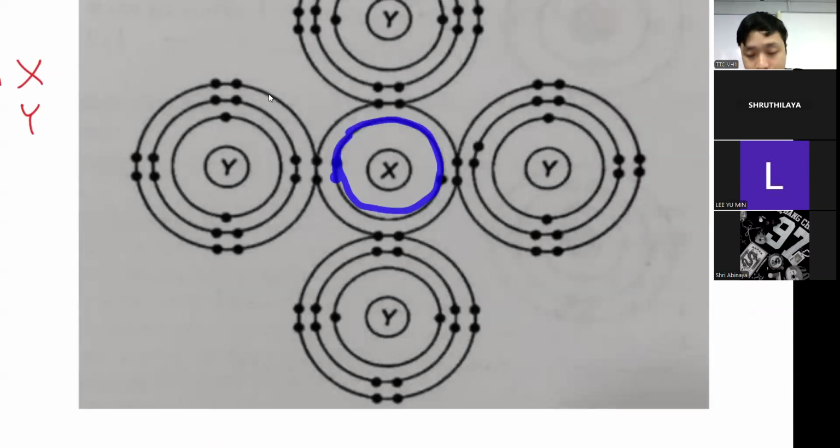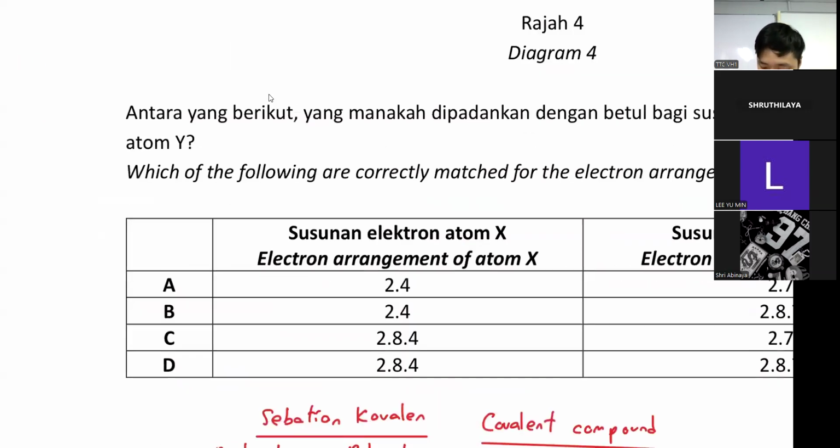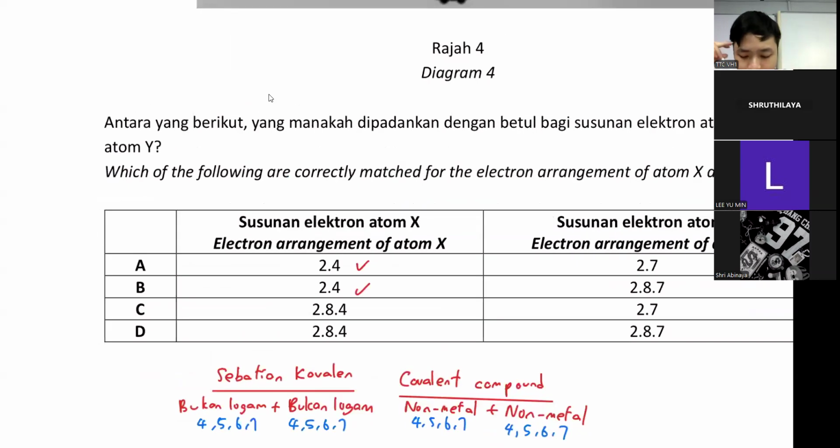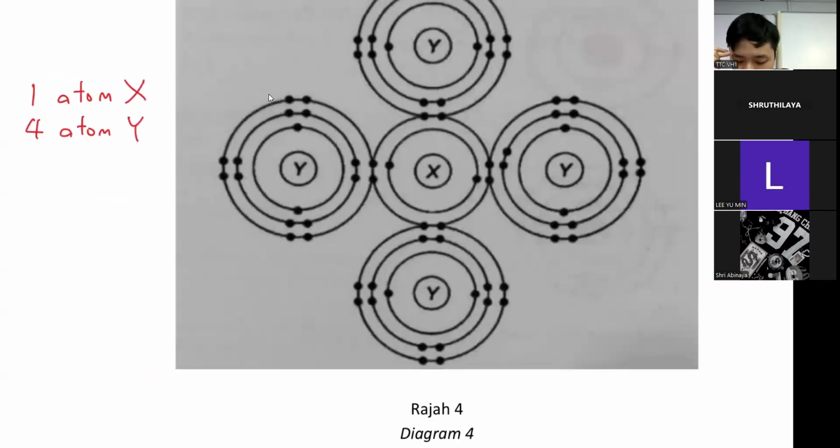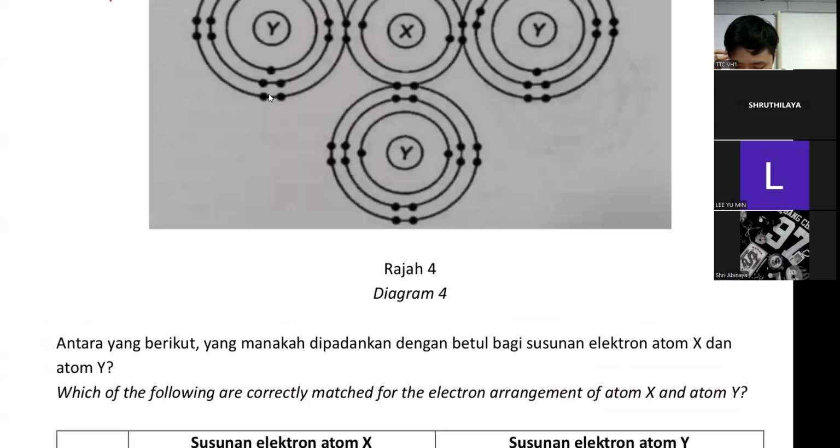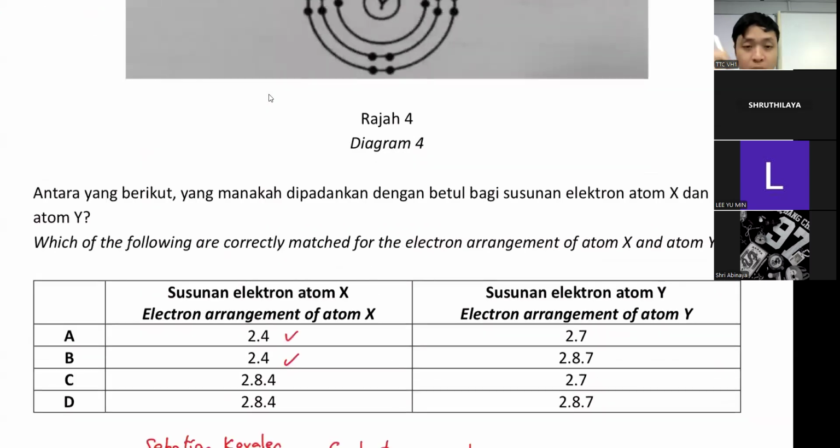X got how many shells? 1 shell, 2 shells. Do you have 3 shells? No. So of course it can only be 2.4, because X only has 2 shells. Why? Is it 2.7 or 2.8.7? It's not so easy. So you just count.